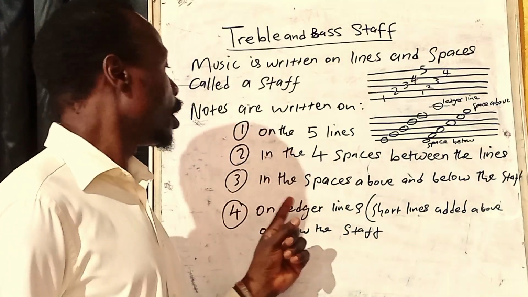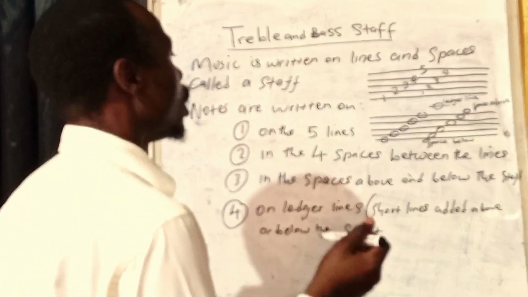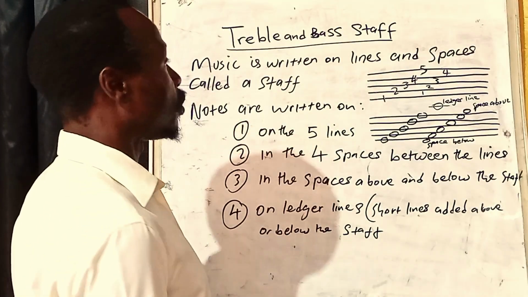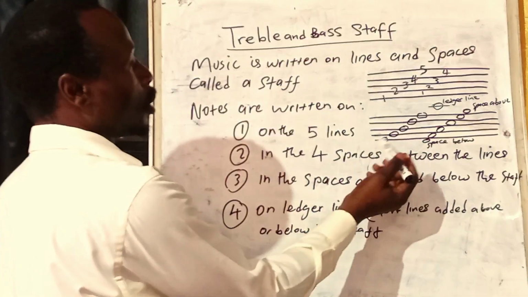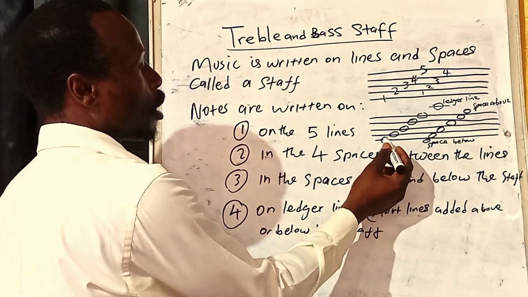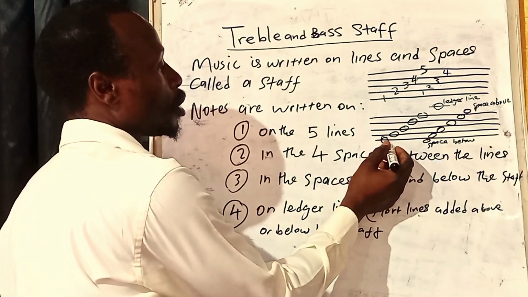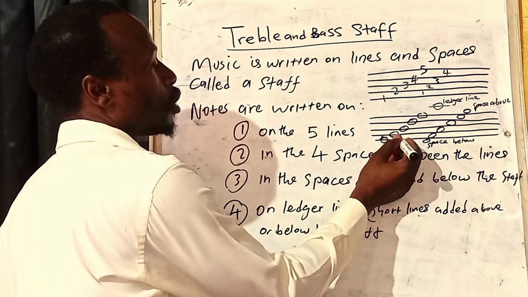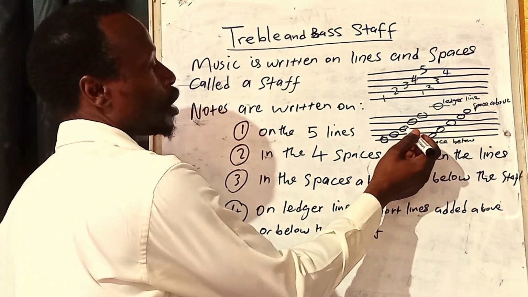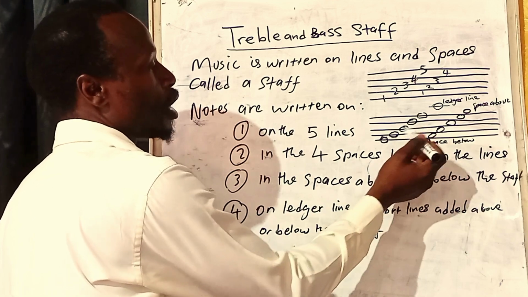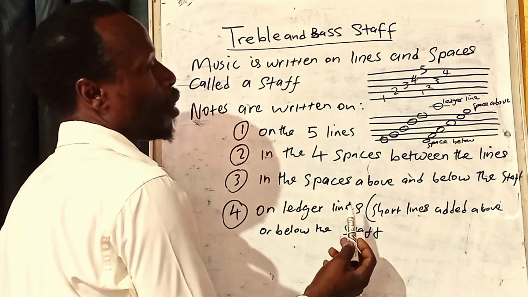Then number 3, in the spaces above and below the staff. For instance, I've tried to indicate here that I've put my notes here. I've used the whole note to do this. I have my first whole note on the first line, my second whole note on the second line, my third whole note on the third line, a whole note on the fourth line, and another whole note on the 5th line.